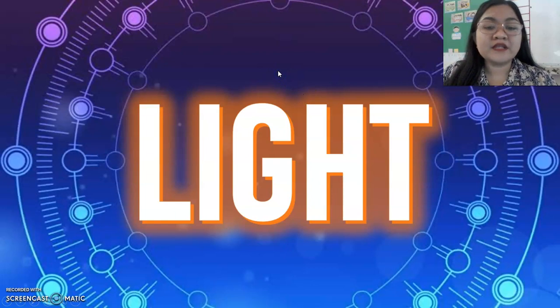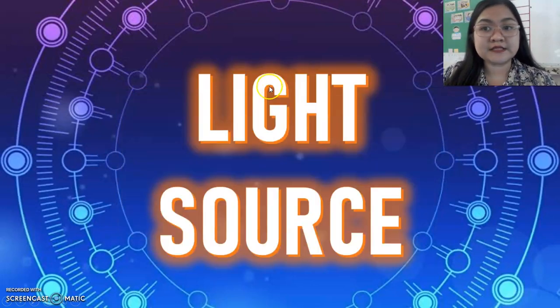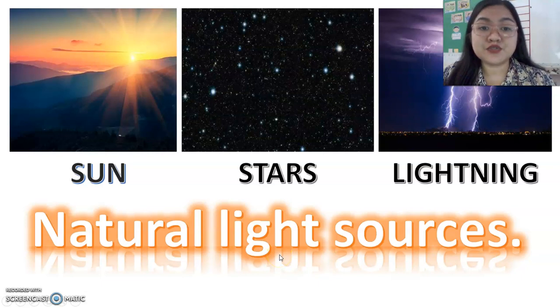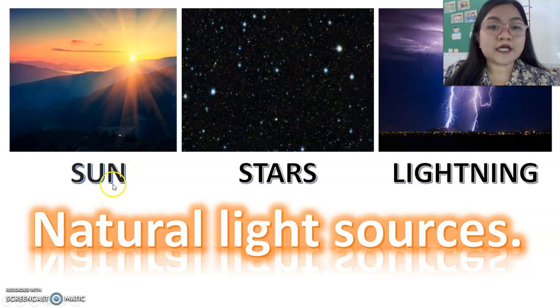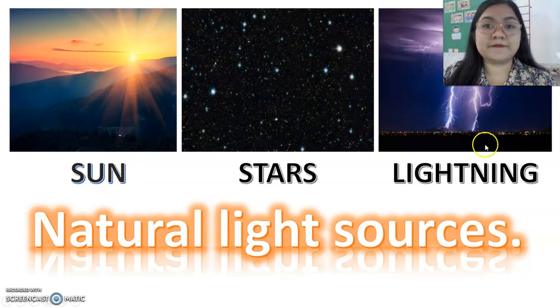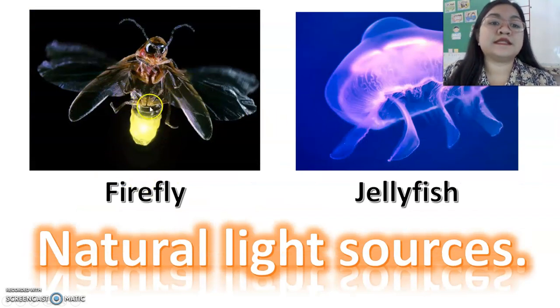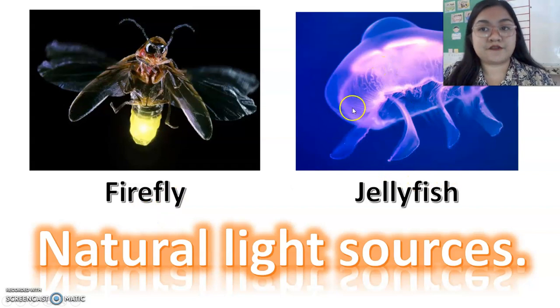Okay, so what are the different light sources? So number one, we have what we call natural light sources. So the examples are sun, stars, lightning. When we say natural, this comes from our natural environment. And some natural lights can also come from animals like firefly and jellyfish.